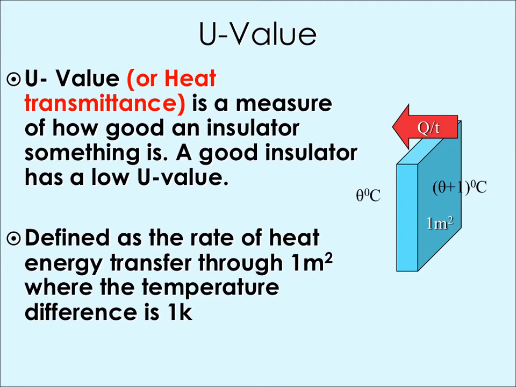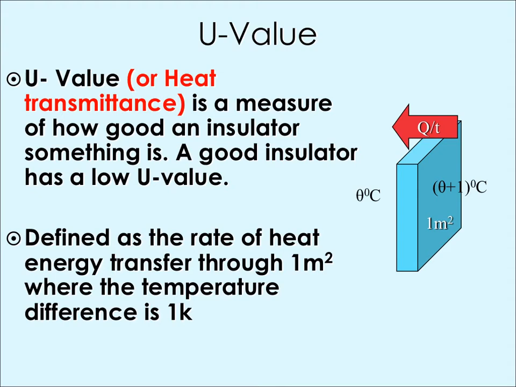Okay, another bit of useless information you're supposed to absorb. This is sponge time. Hello, sponges. U value. U value is a measure of how good an insulator something is. A good insulator has a low U value. It allows heat slowly through it. So a good insulator has a low U value.